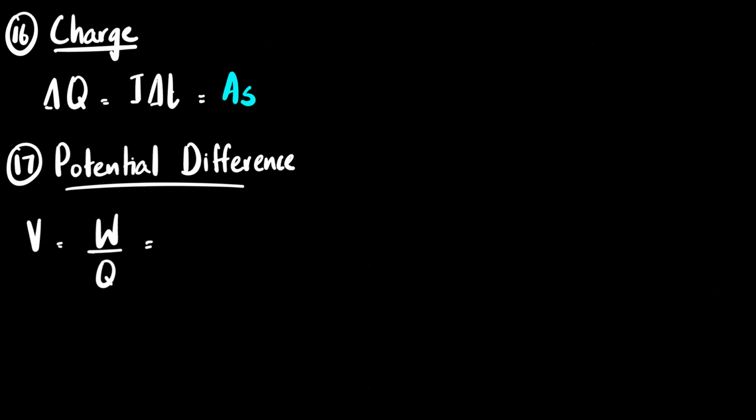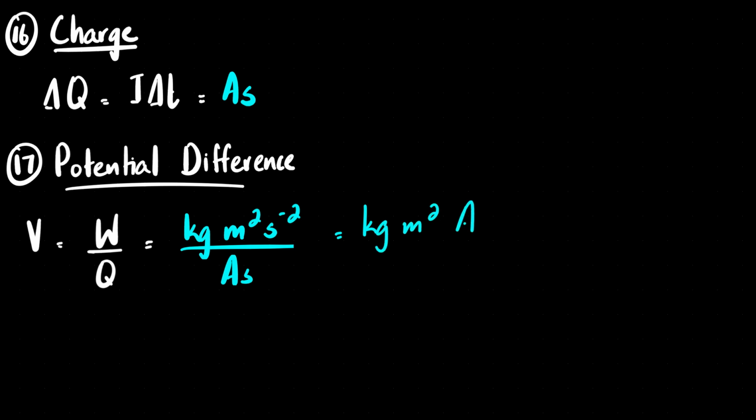So again we see work here. If you remember this, then this does make things very fast. kg meter square per second square divided by units of charge, which are ampere second. So when these go up, kg meter square, the ampere becomes a -1, and there was already a -2 at the top, so -2 -1 makes this -3.